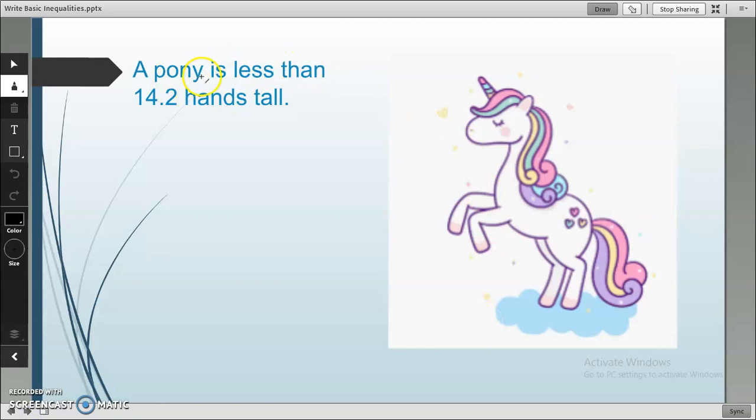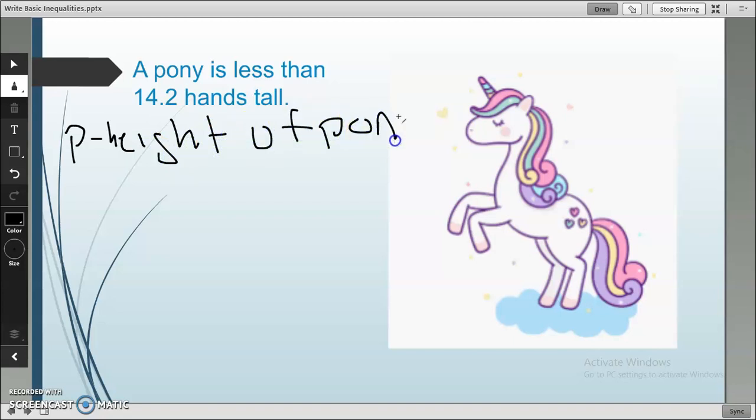The next one, it says a pony is less than 14.2 hands tall. Sounds kind of silly, and my picture is kind of silly too. So we'll define our variable. So a pony's height, all right, and we say P is, a pony has to be less than 14.2. So the pony is less than 14.2 hands. I don't even know the correct symbols for hands.